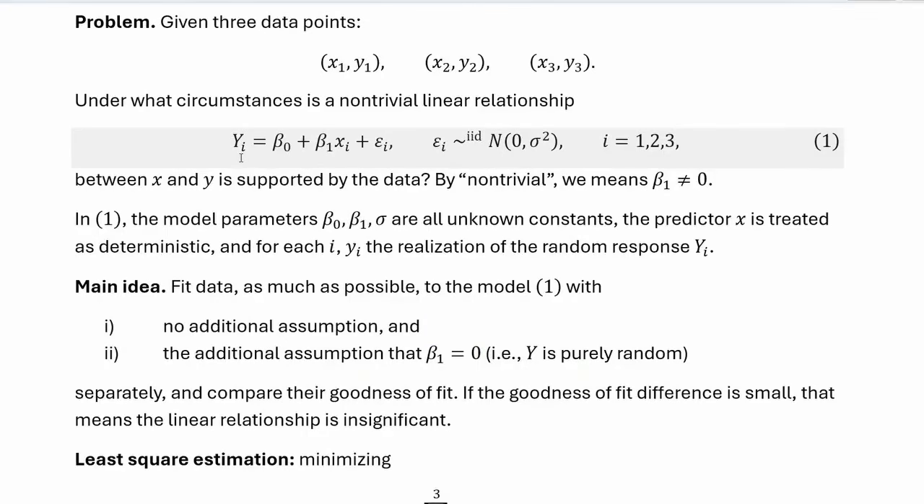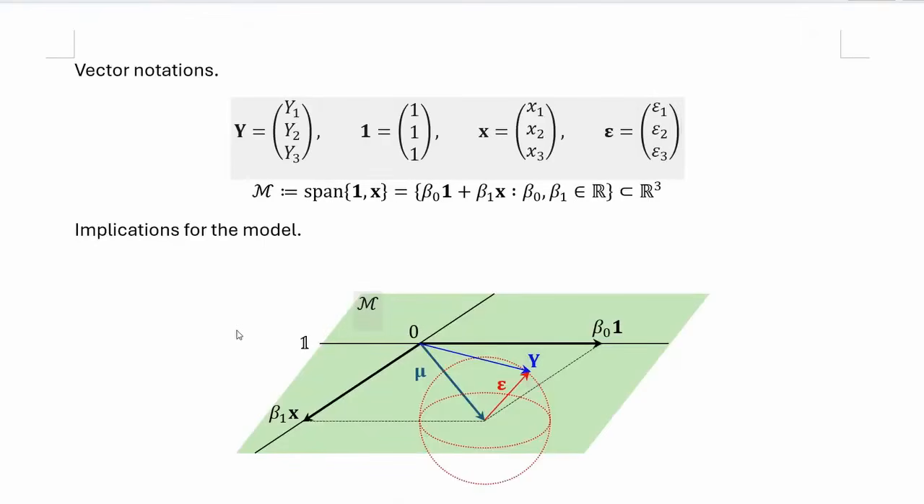So going back to our model, this is just the component form of the vector relation. Vector Y is equal to beta naught times the vector 1 plus beta 1 times the vector X, and then plus the vector epsilon. And this is completely geometric. Beta 0 times 1 lies in the one-dimensional subspace spanned by 1. Beta 1 times x lies in the one-dimensional subspace spanned by x. And their sum is the mean response, which we call mu. Obviously, mu lies in M.